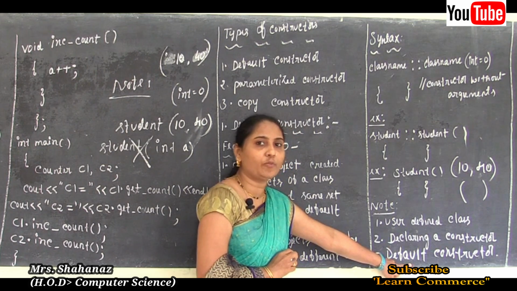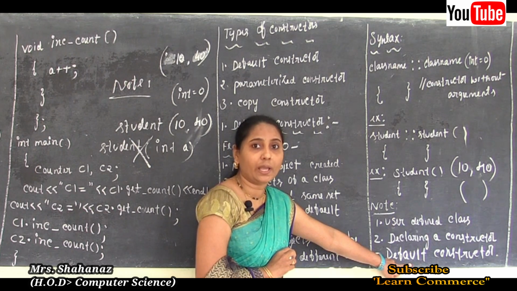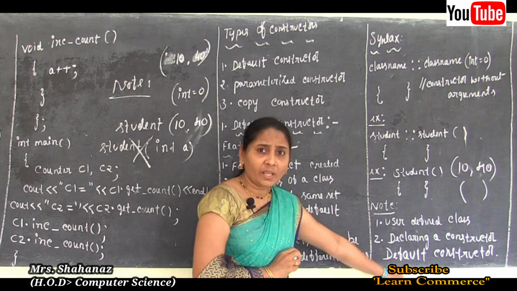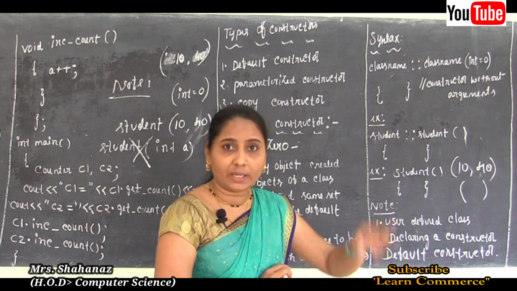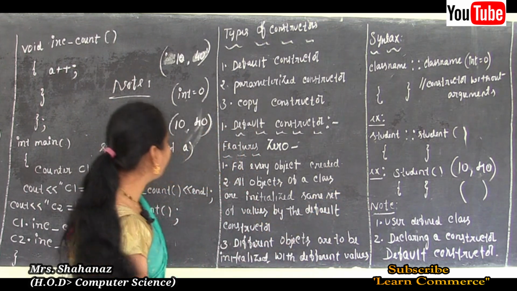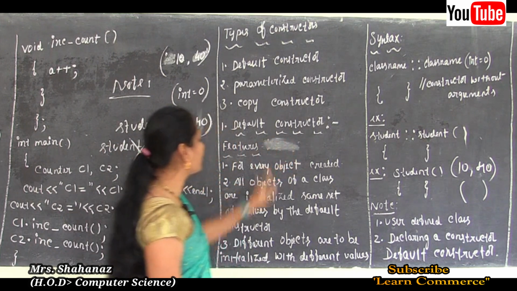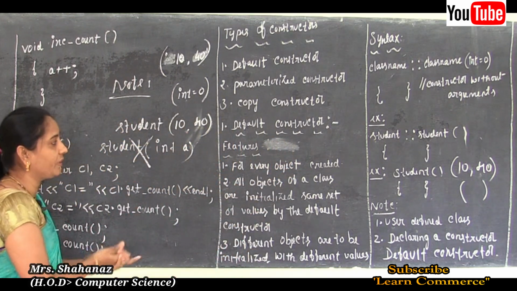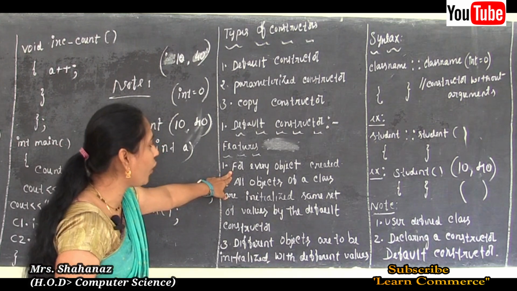The meaning of the default constructor: it does not contain any arguments. That means a constructor which does not accept any argument, or a zero-argument constructor, is called the default constructor. And next, the features of the default constructor. So what are the features we need to know in our default constructor?